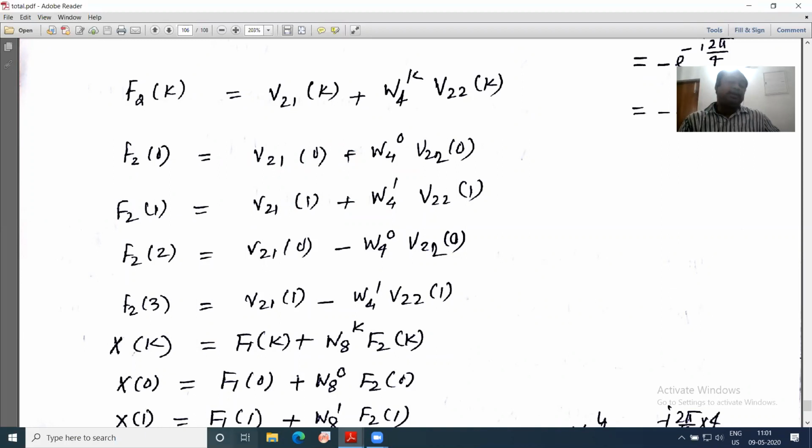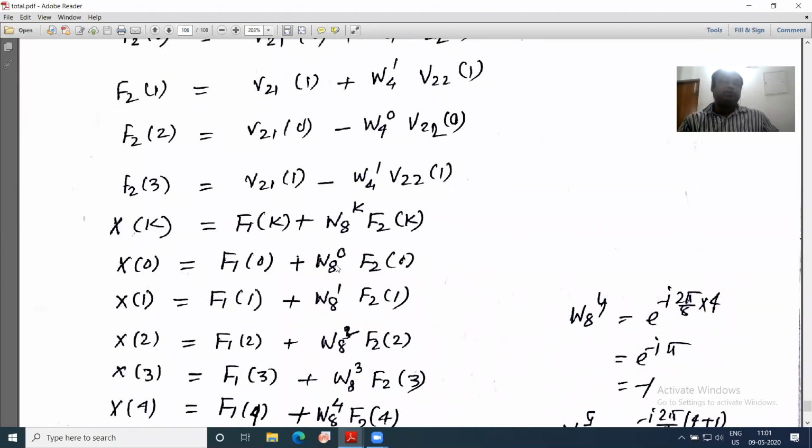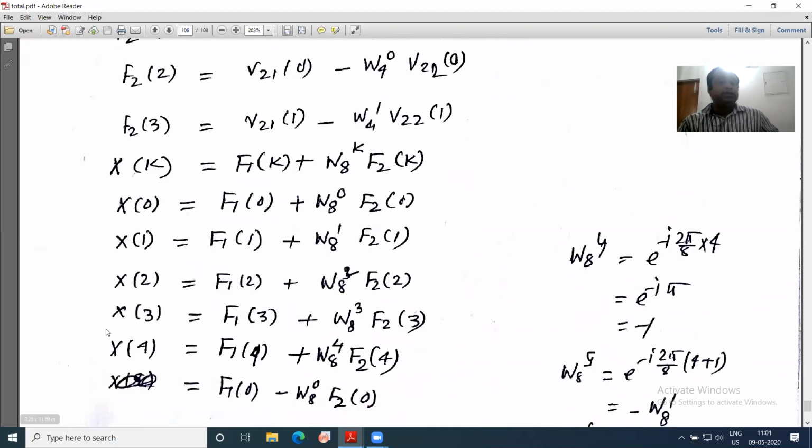Now this k is varying from 0 to 7 because it is an 8-point DFT, x of n having 8 points. Ultimately, I have to calculate the 8-point DFT. So now if I write x of 0, it is f1 of 0 plus w80 f2 of 0, using this equation with k equal to 0. If I substitute k equal to 1, x of 1 equals f1 of 1 plus w81 f2 of 1. Again, substituting, x of 2 is f1 of 2 plus w82 f2 of 2. Then x of 3 is f1 of 3 plus w83 f2 of 3. So these 4 equations are straightforward.